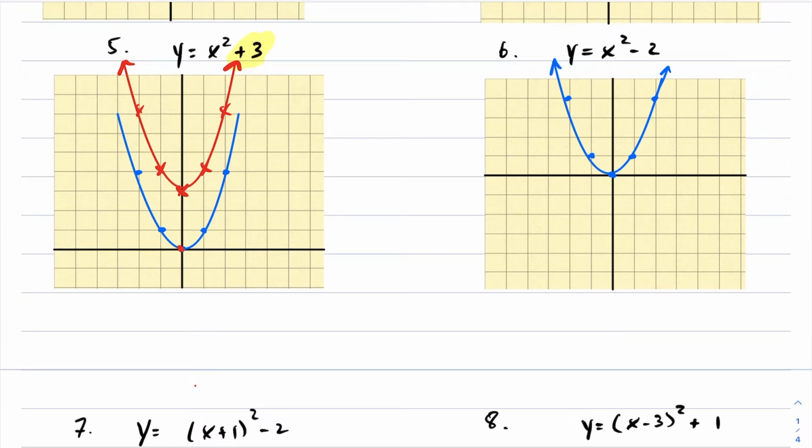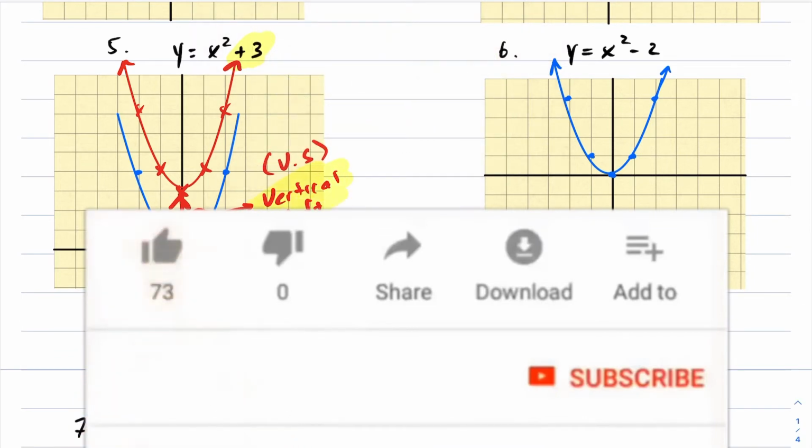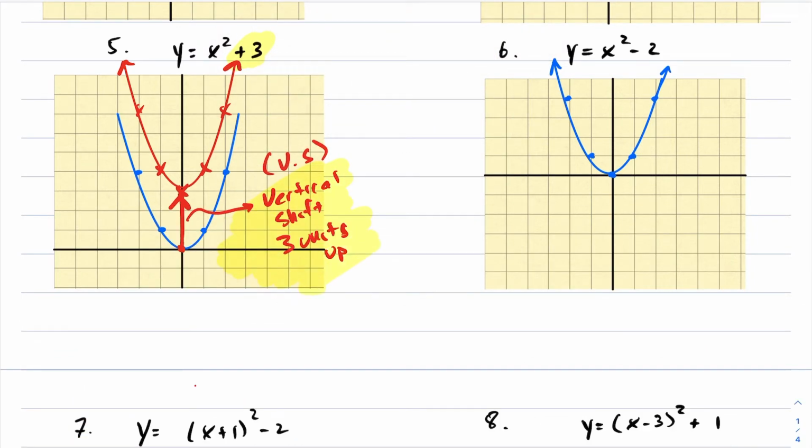So now what we have here is a vertical shift, which is the term that's used here. And they refer to this as a vertical shift. Right, so vertical shift, which again we're going to abbreviate with a VS. And in this case, it's 3 units up. Vertical shift 3 units up. Okay, so you have another type of transformation going on here. Now we're shifting the parabola upwards.